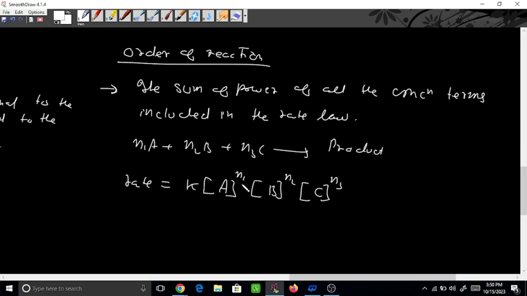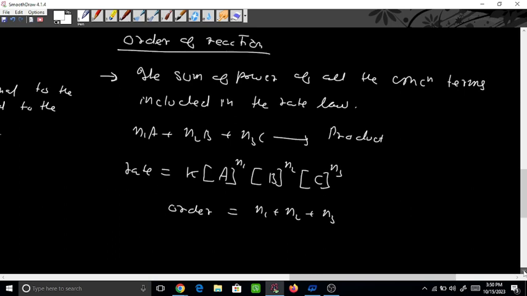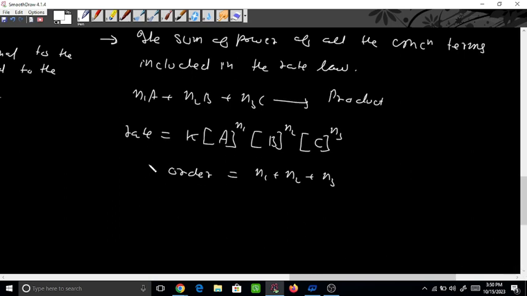So the power of the concentration means this one plus this one plus this one. That is called the order of the reaction. So here the order is equal to N1 plus N2 plus N3. That's it. This is called the order of reaction. It is not the stoichiometric coefficient. Whatever power is given, just add all the powers. That will give you the order of reaction.